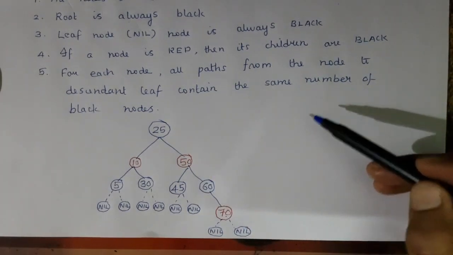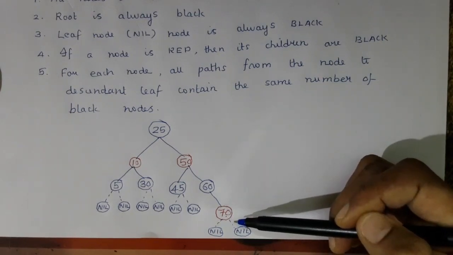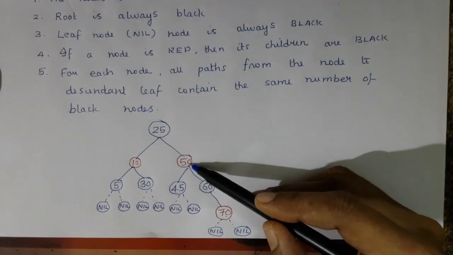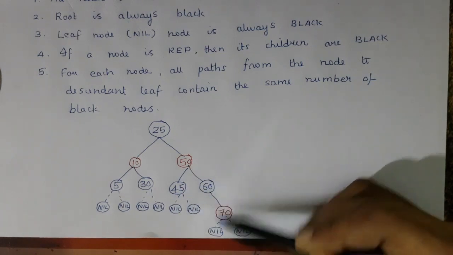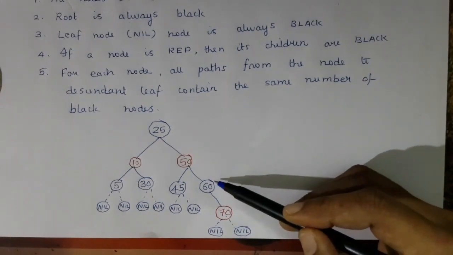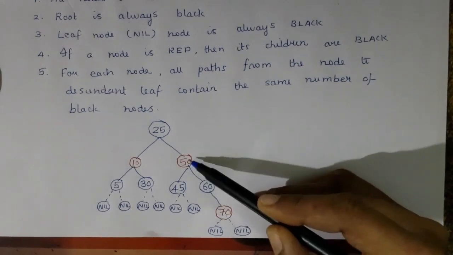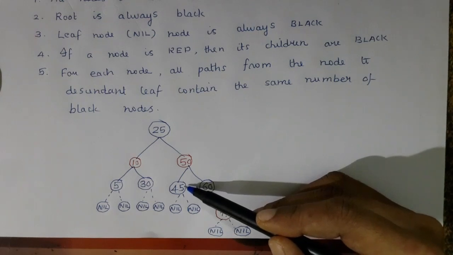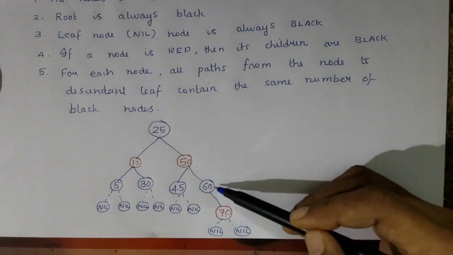The last property is for each node, all the paths from the node to descendant leaf contain the same number of black nodes. That means consider a node 50 and consider all the paths from 50 to descendant leaves. In this figure, there are 4 paths from 50 to descendant leaves. These 4 paths contain same number of black nodes. That means 50 to this nil node, only one black node, and 50 to this nil node, second path, 50 to this nil node, that is only one black node, that is 45. Then in the third path also only one black node, and in the fourth path also only one black node. That is the fifth property.